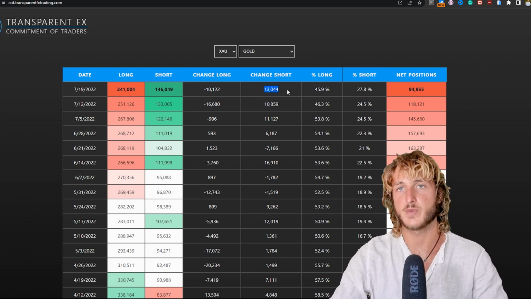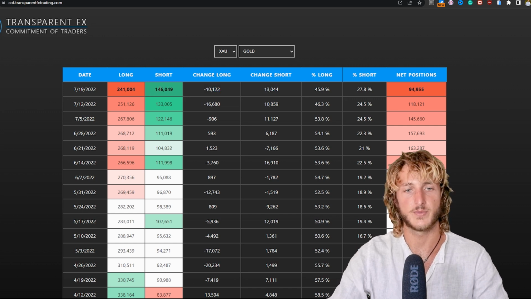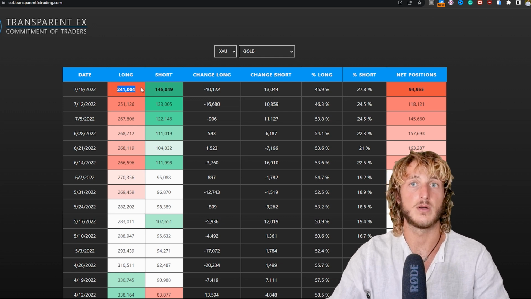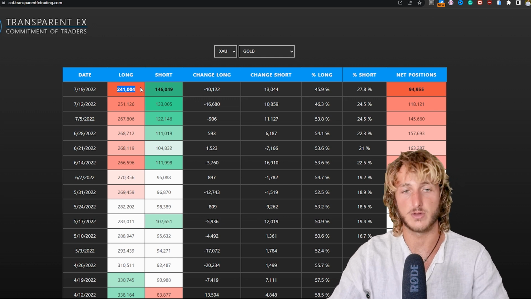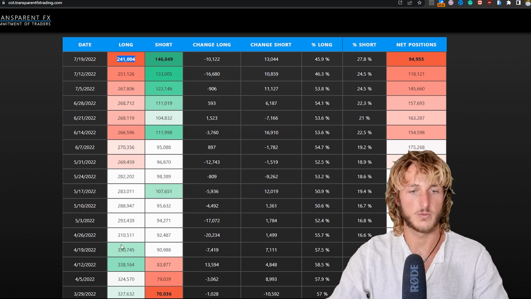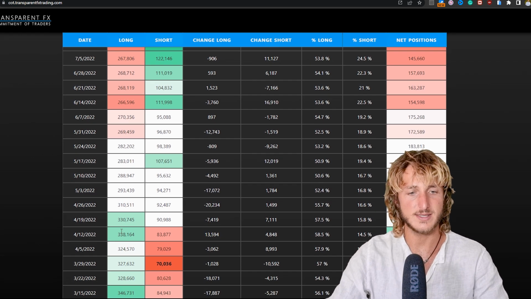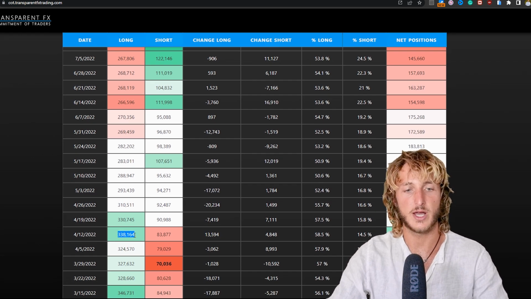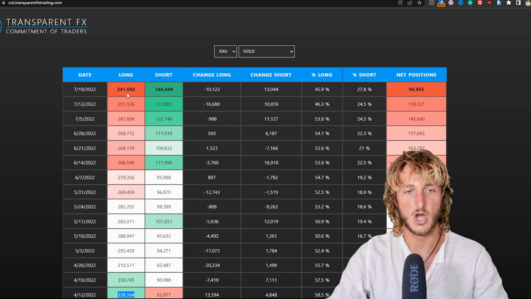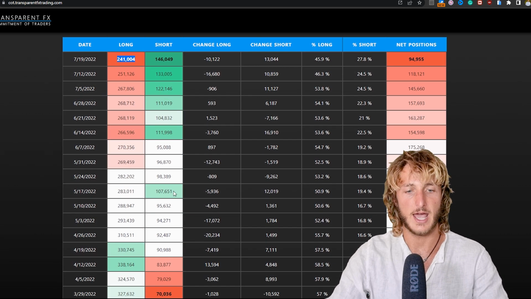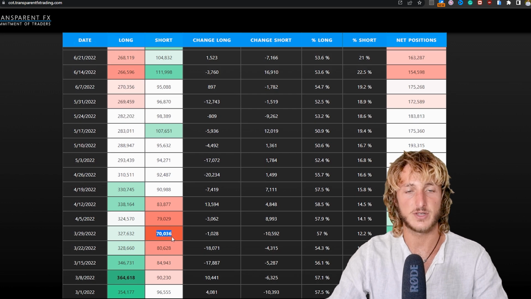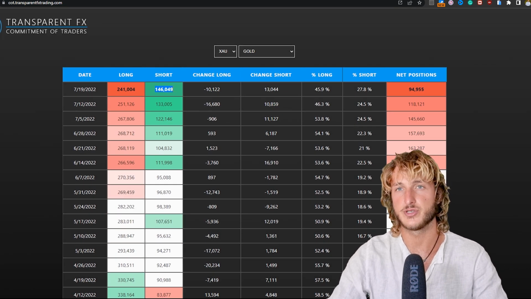from an institutional perspective with the last report, and 10.1k longs getting closed, reaching a record amount of shorts, which are 146k, and a low record amount of longs, which are only 241k. So if we look where we were coming from, we can see that basically we went from having 338k longs all the way down to 241k, and shorts went from 70k all the way up to 146k.